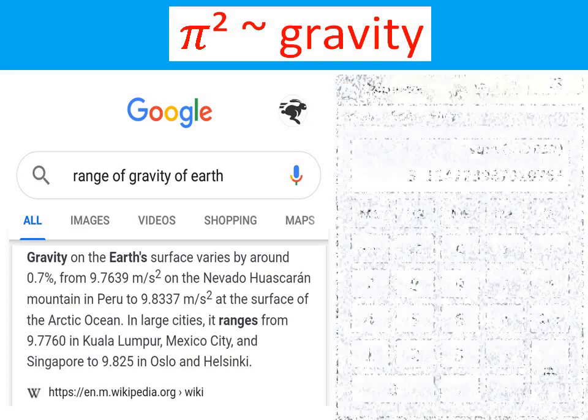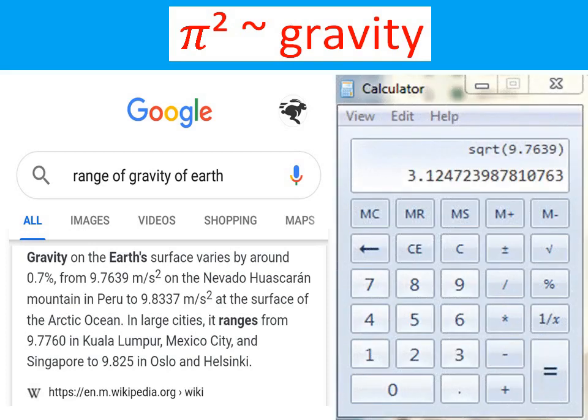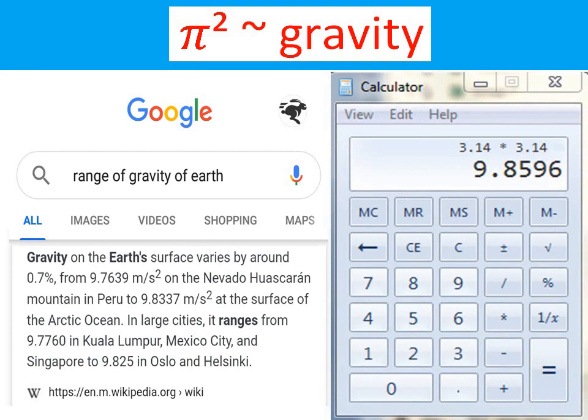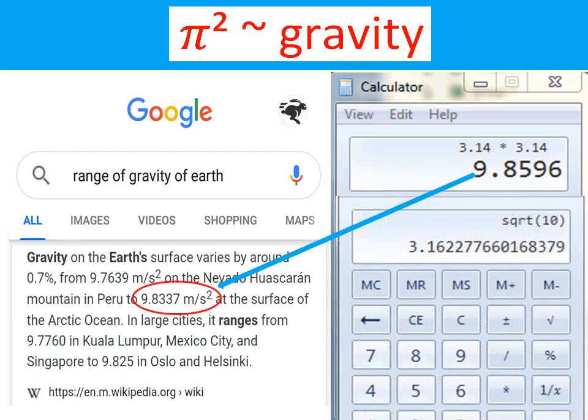So we can check our values. When we take the square root of the lower value, 9.7639, we get 3.124. And when we take the square root of 9.8337, we get 3.135, which is very close. And when we find the square of 3.14, we get 9.856, which is very close to the higher end value. But in schools, we also use the square root of 10, because 10 is an approximate value of gravity used for some applications.